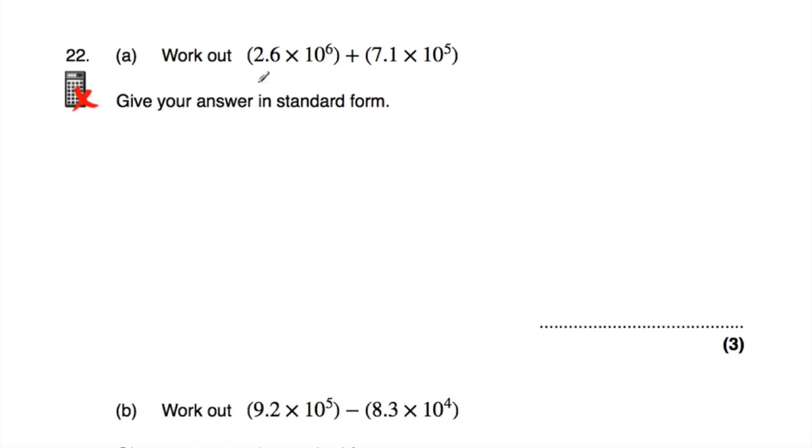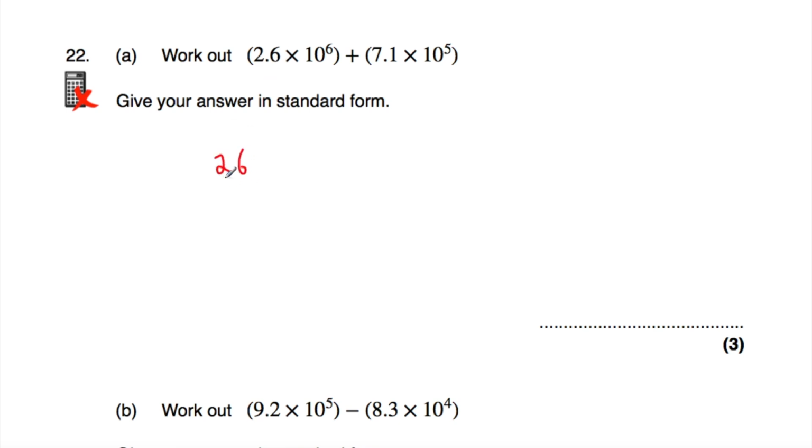So part A says to work out 2.6 times 10 to the power of 6 plus 7.1 times 10 to the power of 5, and to give our answer in standard form. Okay, so whenever I'm adding numbers in standard form, I like to just write them out in full and then to add them and then to write them back in standard form. So we've got 2.6 times 10 to the power of 6. So we're going to move the digits 6 columns to the left. So if we've got 2.6, we'd have 26.